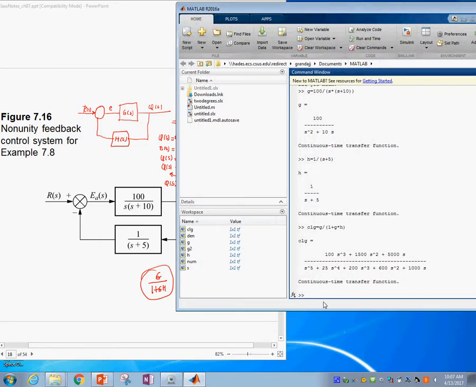Pretty nice. Here we can do the test for the steady state error, which would be a step of the closed loop G, like that.